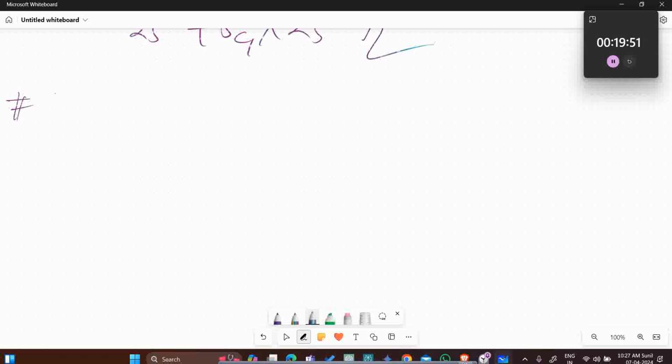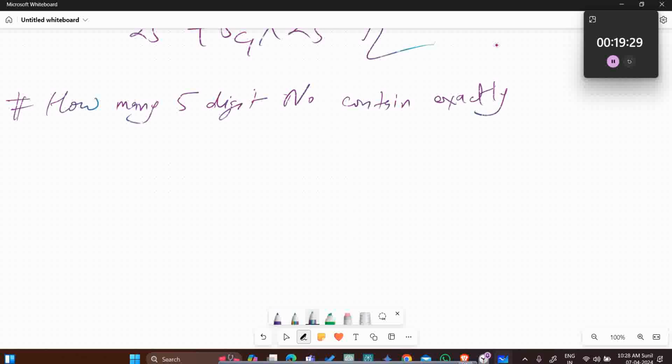Contain exactly. So how many 5-digit numbers contain exactly 1 seven? Alright. This is the type of question we can solve in this.